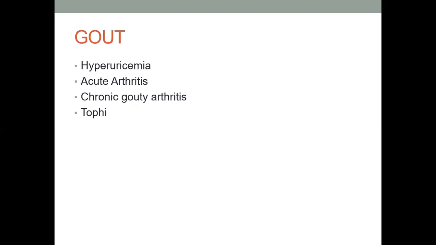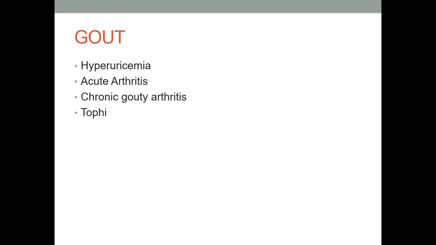Today we will discuss hyperuricemic arthritis, which is gout. In gouty arthritis, there is hyperuricemia, deposition of monosodium urate crystals within the joints or around the joints, and it is characterized by transient attacks of acute arthritis.